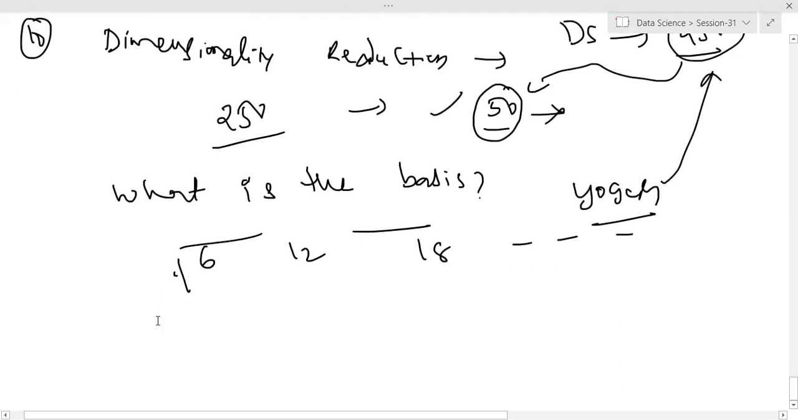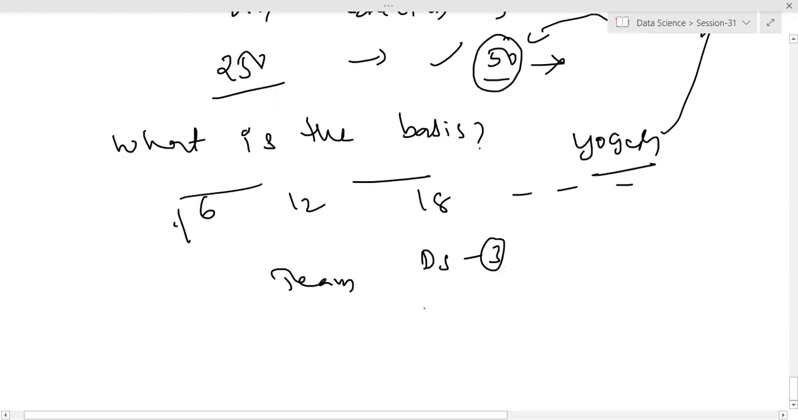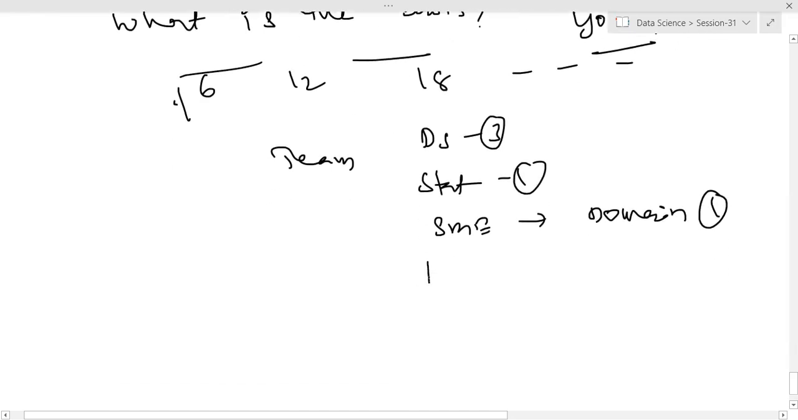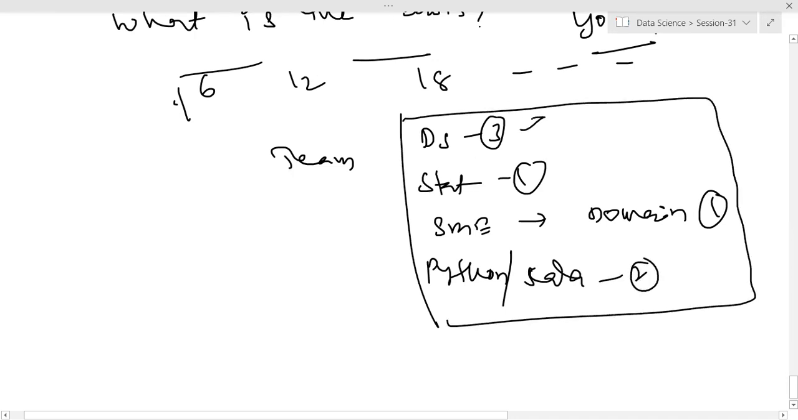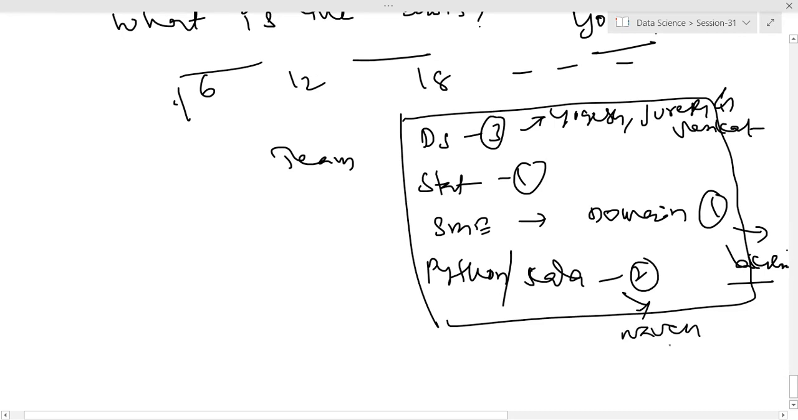In data science, we cannot travel in a single-handed direction. Maybe we are having in a team three data scientists, and if you observe, a statistician, at least one. And a subject matter expert, maybe the domain expert, I can say. This is one guy, and we'll be having some support team, like maybe Python or Scala. Majority of the time, these guys may be two. So in the data science owner, Yogesh, Suresh, and Venkat are there. Maybe in the domain expert, Lakshmi is there. Assume that. Now, in the Python guys, Naveen, maybe Shiva might be there, in the Python or Scala orientation.